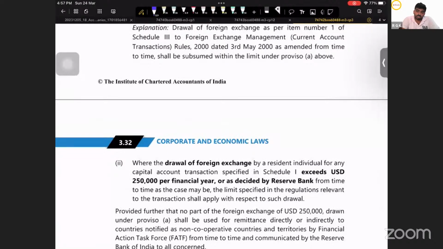Where the drawal of foreign exchange by a resident individual for any capital account transaction specified in Schedule 1 exceeds $250,000 or the amount decided by RBI, the limit specified in the regulations relevant to the transaction shall apply with respect to such drawal. If at all some other regulations are specified in the Act, such regulations will be applicable.